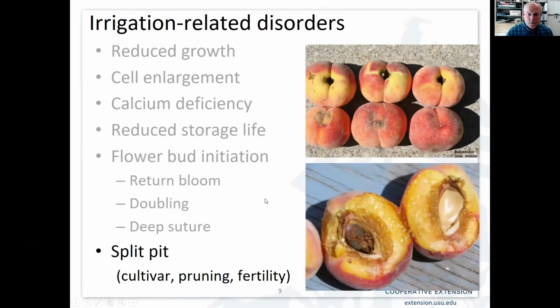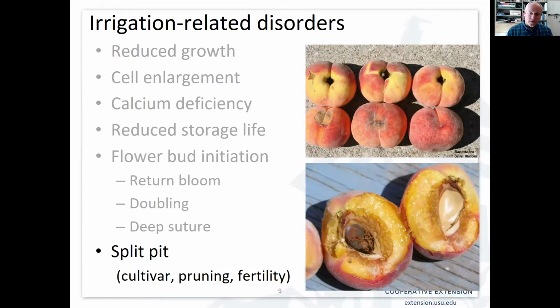So those are some other ones. Split pit in peaches is a common thing, and it can be caused by several different things. It's more prone in certain varieties or cultivars than others. It can be caused by the timing of your fertilizer application, but one of the real common causes in cultivars that are prone to this is irregular water availability.